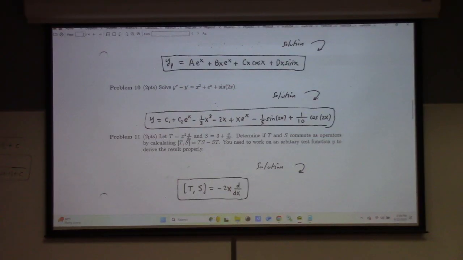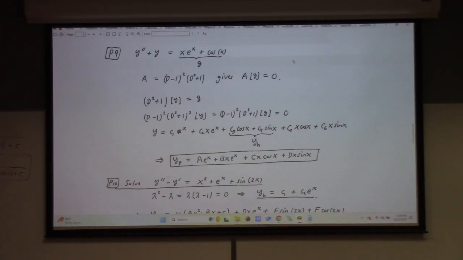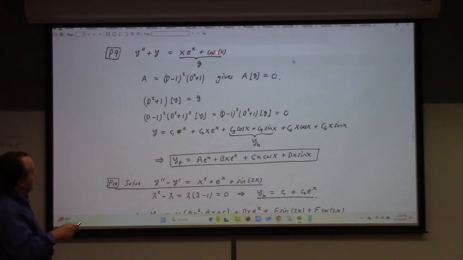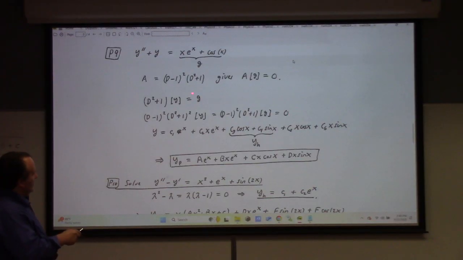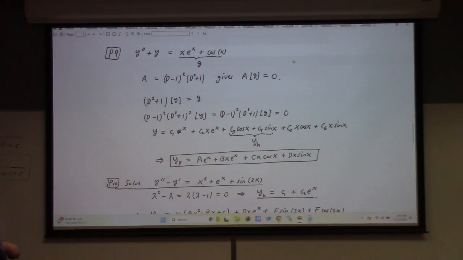And problem 11 is just straight up an operator calculus problem. So problem number 9, I worked through the annihilator method. I'm like, okay, y double prime plus y equal to that. So my annihilator for this is (D minus 1) squared times (D squared plus 1). D squared plus 1 kills the cosine. (D minus 1) squared kills the x e to the x. So that's my minimal annihilator. And so my differential equation was (D squared plus 1) acting on y equals g. So I annihilate the differential equation like so, which turns this non-homogeneous differential equation into this homogeneous differential equation.